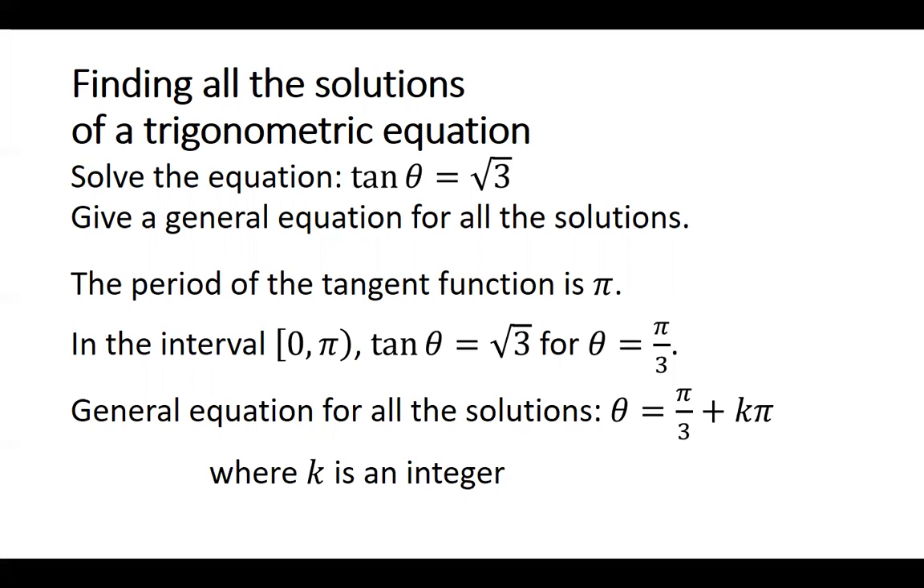So that means what if k is 1, we're adding pi to it once. If k is 2, we're adding pi twice. If k is -1, we're subtracting pi. So that's moving it pi either right or left. So it gives us all of the possible solutions.